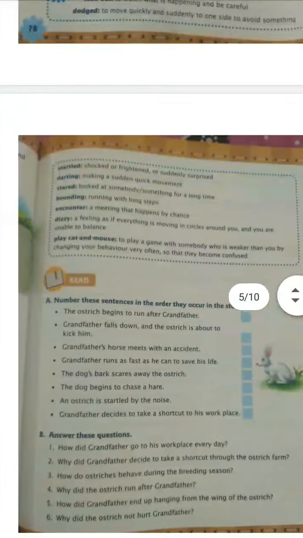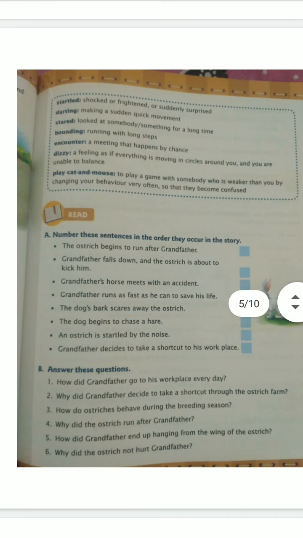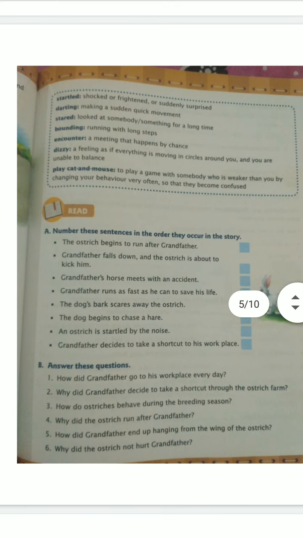First of all, in part A, you can see there are some sentences given to us. We have to number the sentences in the order they occur in the story. Means we have to find out which event happened first in the story and which happened second, and we have to mark the numbers. We have to write the sentences in the correct order.